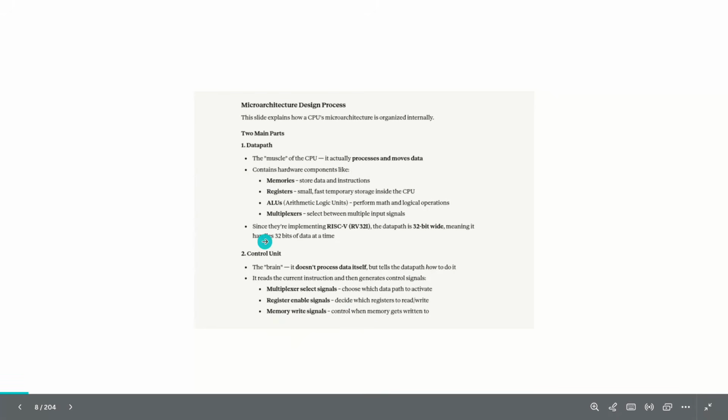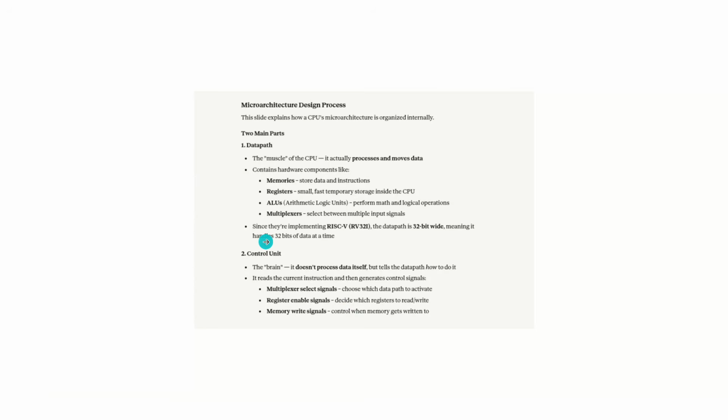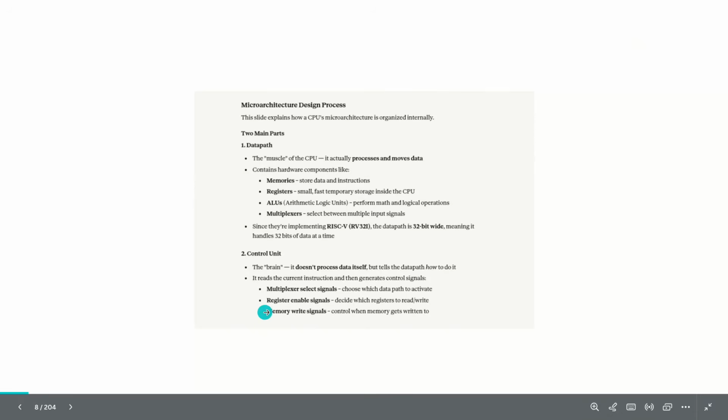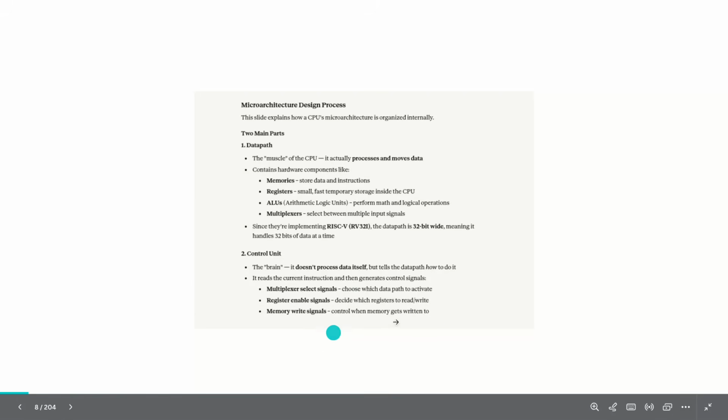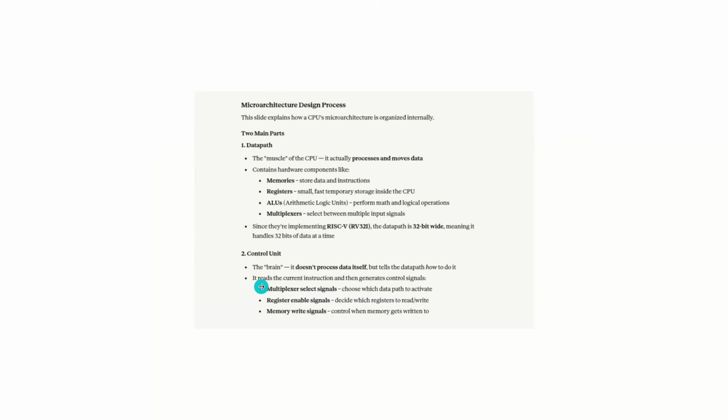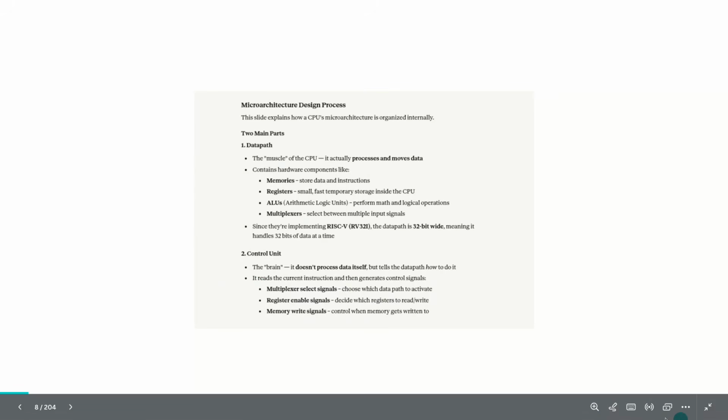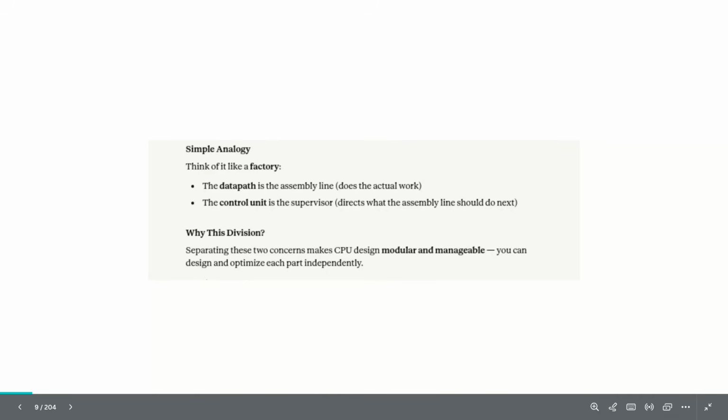If I'm just checking the registers, a register has enable signals, read or write enable signals. Multiplexer select signals are there to select which input we have to go to, which path we have to choose. So this is decided by the brain, right? That is the control unit. So the data path and control path is there. That is what we are talking about. The CPU's microarchitecture is organized into two parts: the data path and the control unit.